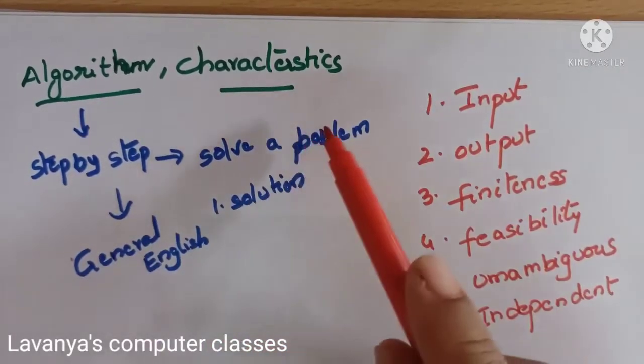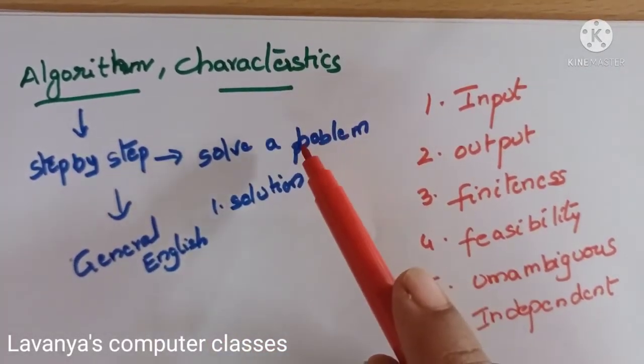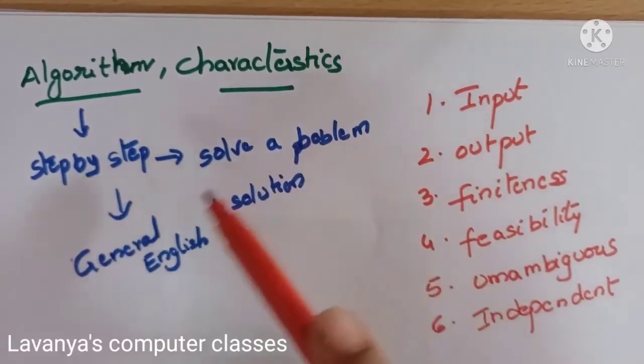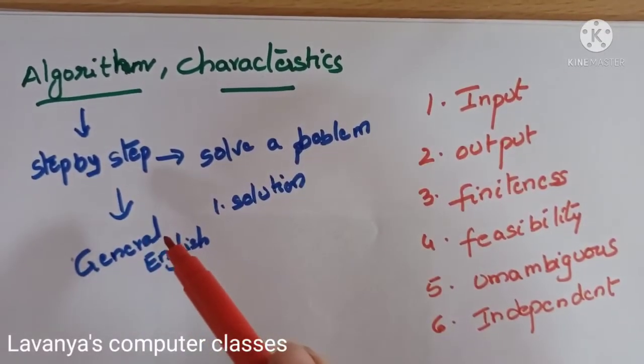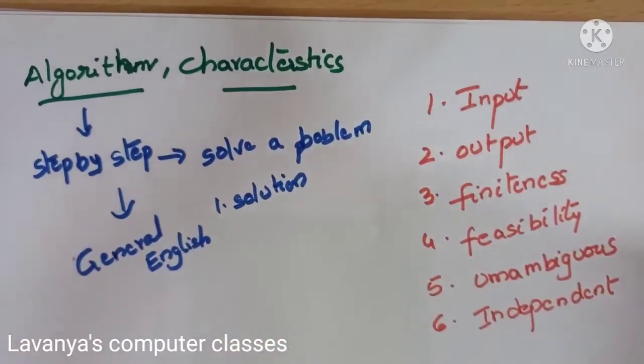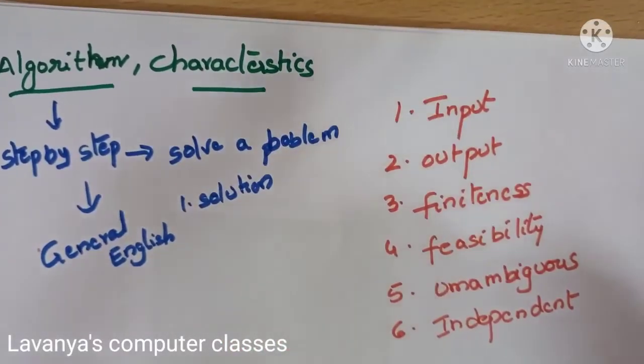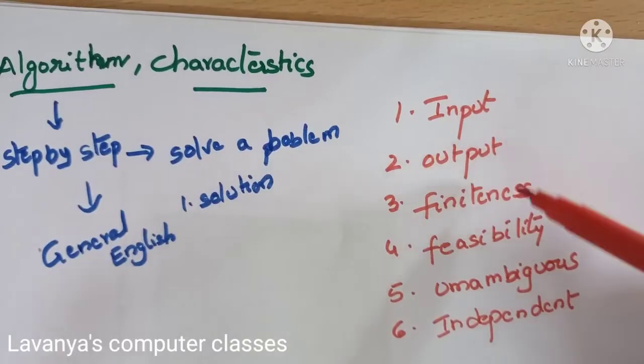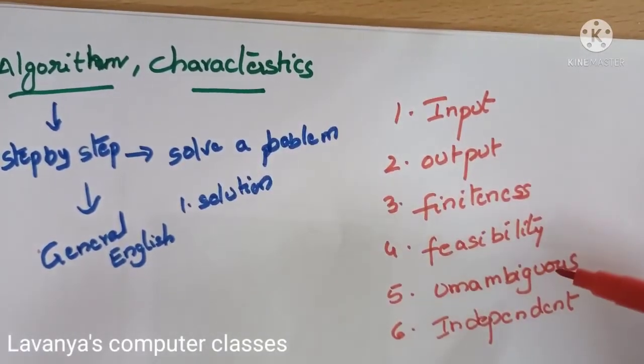Why are you writing an algorithm? The purpose of writing an algorithm is for solving a problem, for finding a solution. But the solution, everything is in simple general English. So these are the characteristics. Now I will explain them one by one.